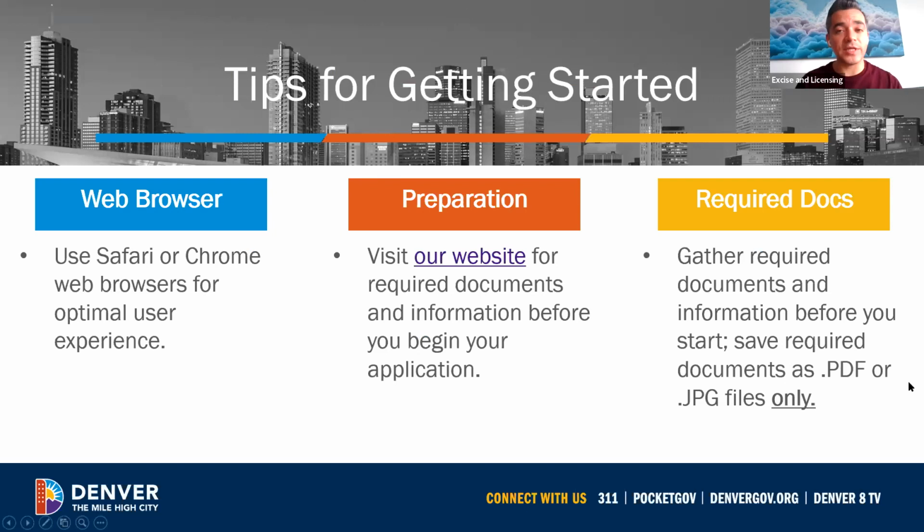Again, very similar to what you've seen in other presentations, here are some tips for getting started with the online permitting and licensing center. We recommend that you use a Safari or a Chrome web browser for optimal user experience. We always recommend that you prepare to submit your application by visiting our website to see required documents and information before you begin. We also recommend that you gather all of your required documents and information before you start, and save required documents as PDF or JPEG files only. We will not be able to accept other file types.